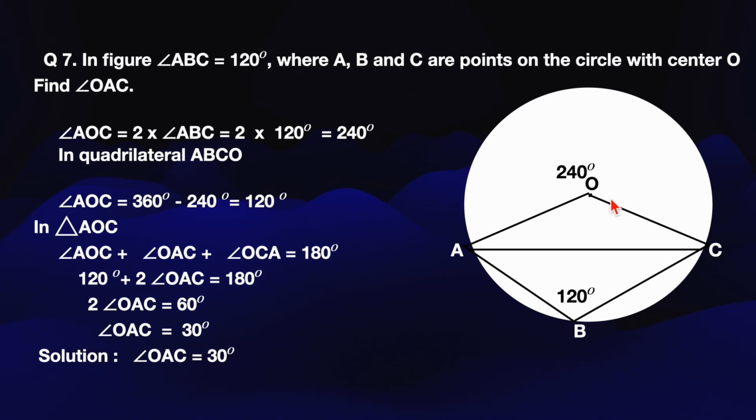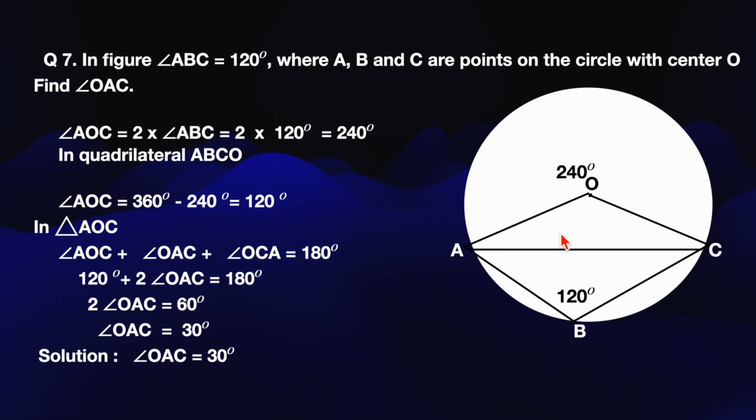Okay. So what will be this angle? Angle AOC, 360 minus 240. So this angle is 120. Okay. Consider this triangle. Okay. So this is an isosceles triangle. So this angle OAC is equal to OCA. And this angle is 120. So 120 plus 2 times OAC is equal to 180. Because the sum of all the angles is equal to 180. Okay. So I get this equation. Simplify this. 2 times OAC is equal to 60 degree. OAC is equal to 30 degree.